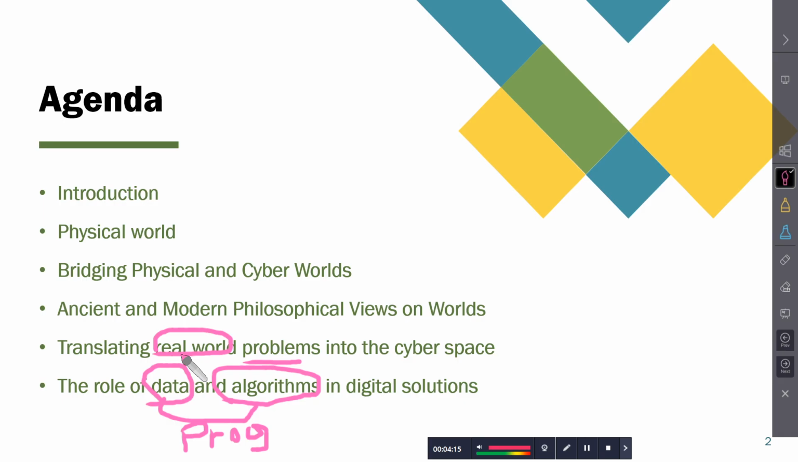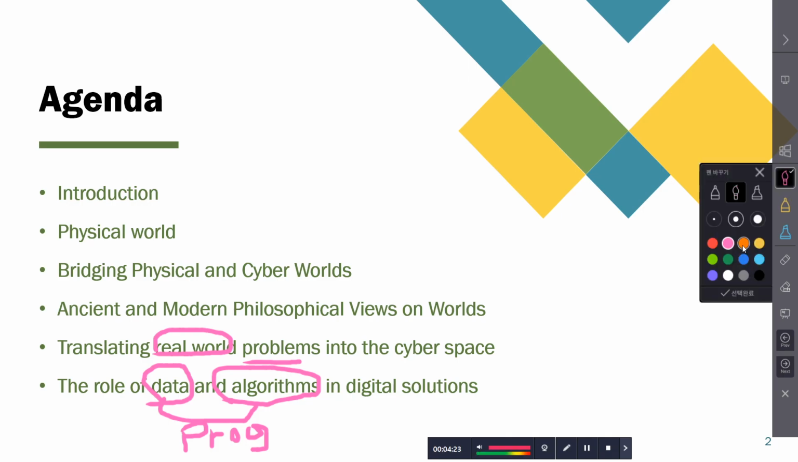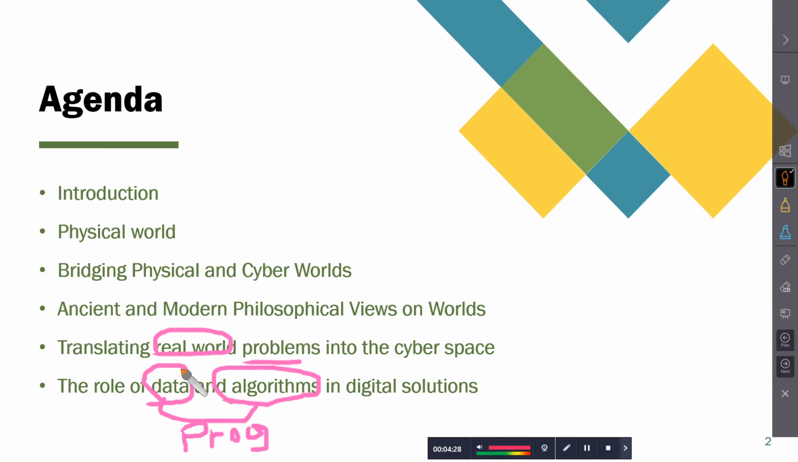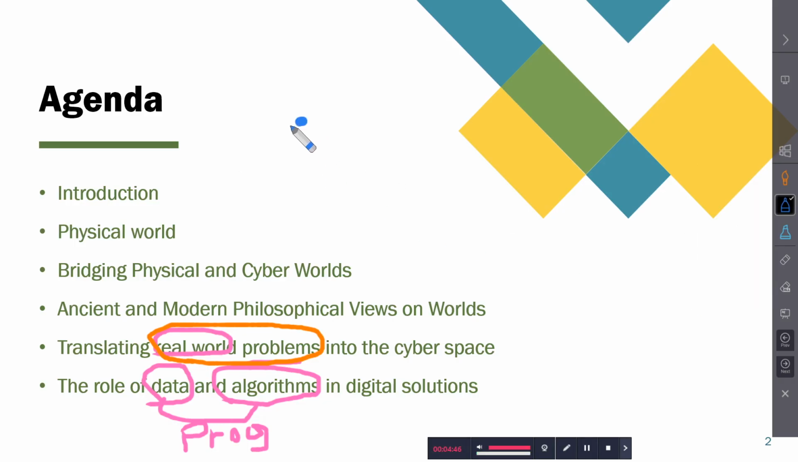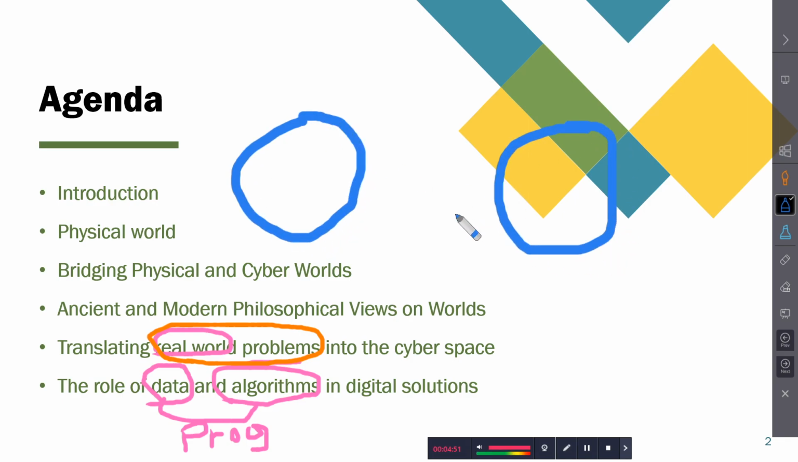So usually, a real-world problem, if I show it with a different color, would be like this. The problem means an issue which we have. Let's say we have a physical world and we have a cyber world.